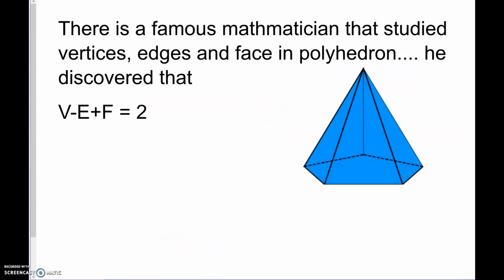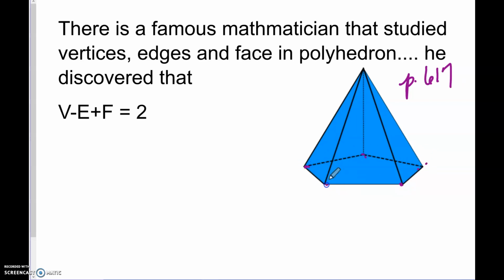All right, then we need to talk about a famous mathematician. He studied vertices, edges, and faces and found that in every single polyhedron, this formula right here always works. And that guy's name is Leonhard Euler. So on page 617, you can read a little bit about him, or you can Google him. He was a Swiss mathematician, born in 1707, and he passed away in 1783. So his name's Leonhard Euler, and it's spelled E-U-L-E-R, pronounced Euler.